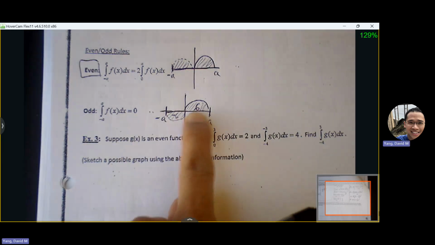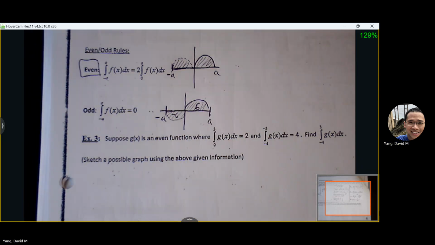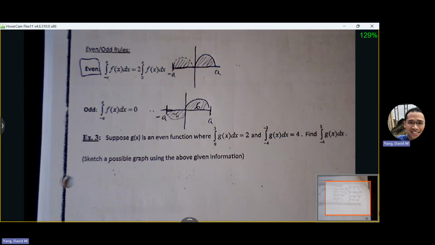So if this is -8, this will be +8. If this is -9, this will be +9. So your even function will always double what you see on the other side. Your odd function will always cancel out what's on the other side.